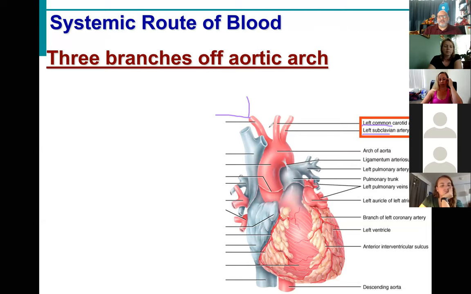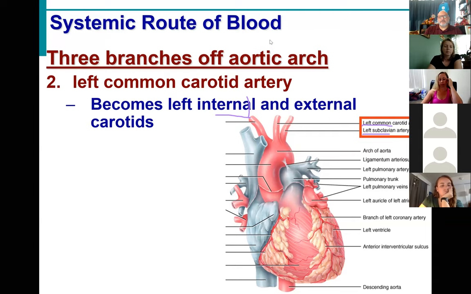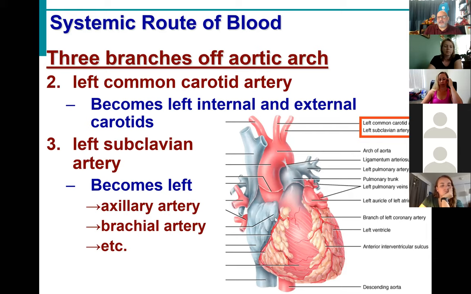So as you're giving those driving directions, for instance, to the left side of your head versus the right side of the head, they're completely symmetrical, with the exception that if you're going to the left, you have to go through the brachiocephalic first. So as we talked about, the left common carotid becomes the left internal and external. The left subclavian goes to the axillary, brachial and everything else. So again, we have that symmetry.